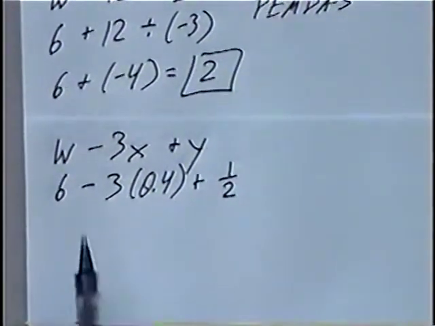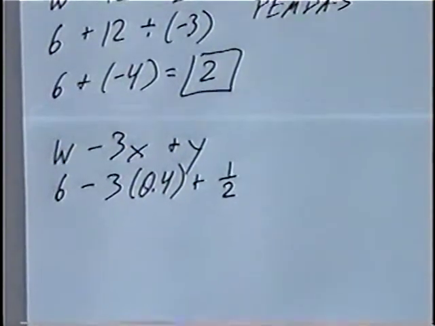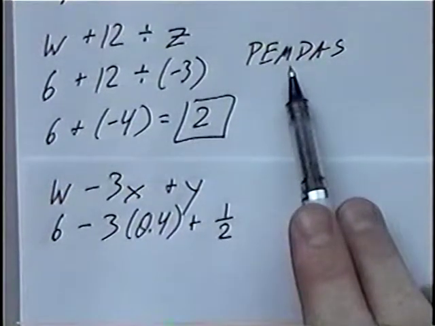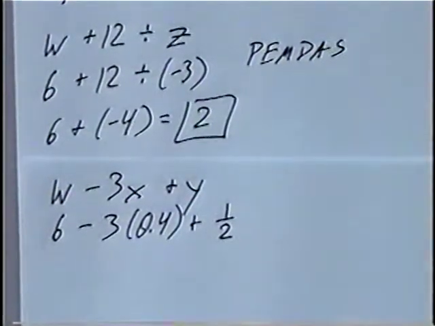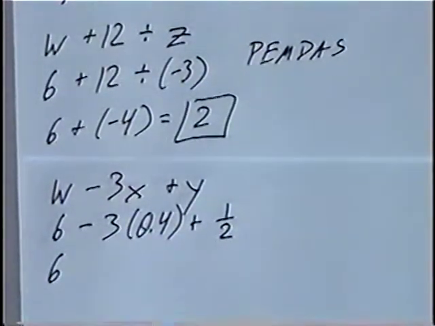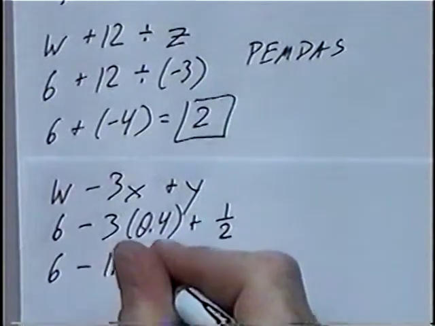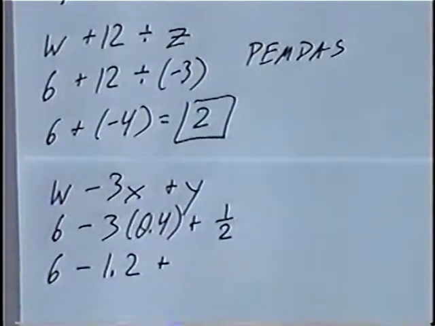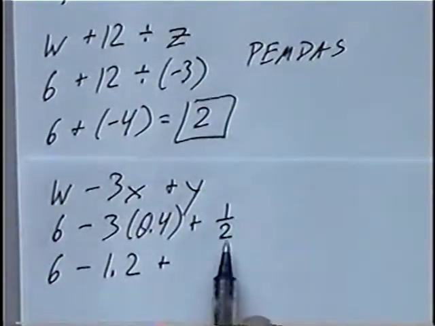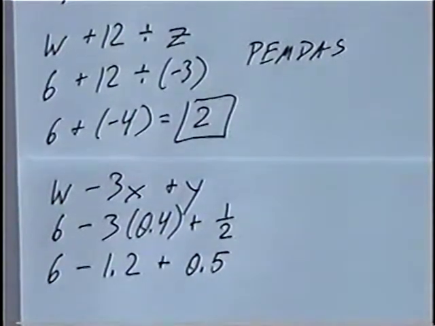Solving this, we have subtraction, multiplication, and addition. And again, we want to follow PEMDAS. We're going to do multiplication first, and then we have addition and subtraction. -3 times 0.4. If you multiply that out, that'll be minus 1.2. And plus, instead of 1/2, since we already have a decimal, I'll change 1/2 into a decimal, which would be 0.5.